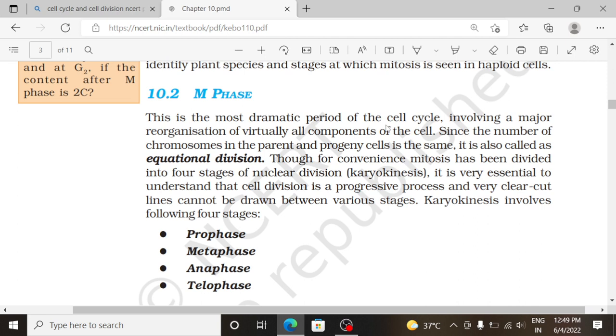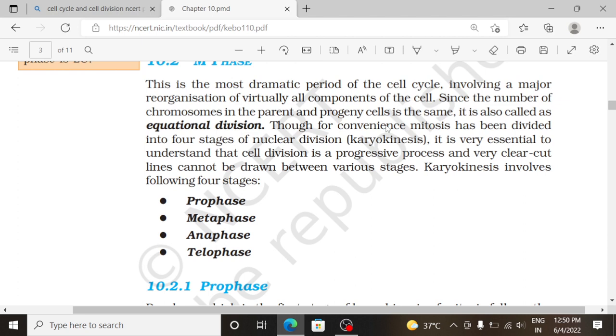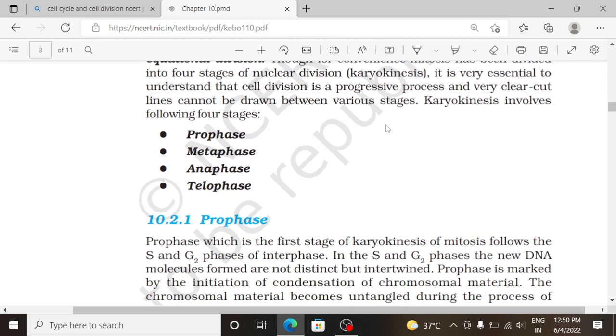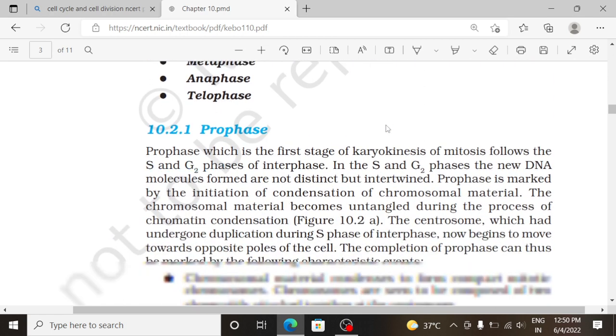This is the most dramatic period of the cell cycle, involving a major reorganization of virtually all components of the cell. Since the number of chromosomes in the parent and progeny cells is the same, it is called equational division. Though for convenience mitosis has been divided into 4 stages of nuclear division, karyokinesis, it is very essential to understand that cell division is a progressive process and very clear-cut lines cannot be drawn between various stages. Karyokinesis involves the following 4 stages: prophase, metaphase, anaphase and telophase.